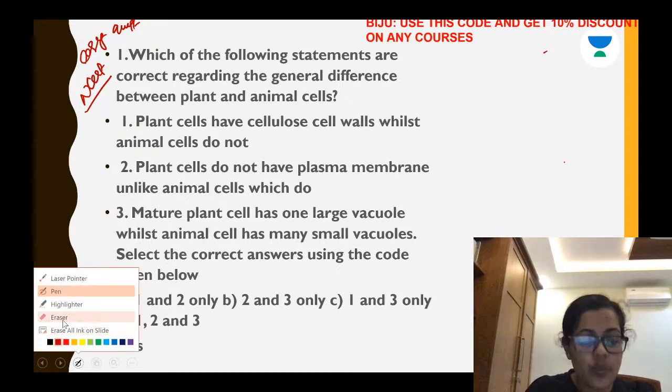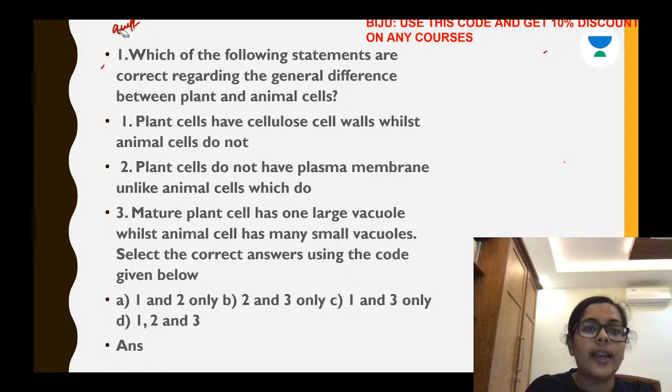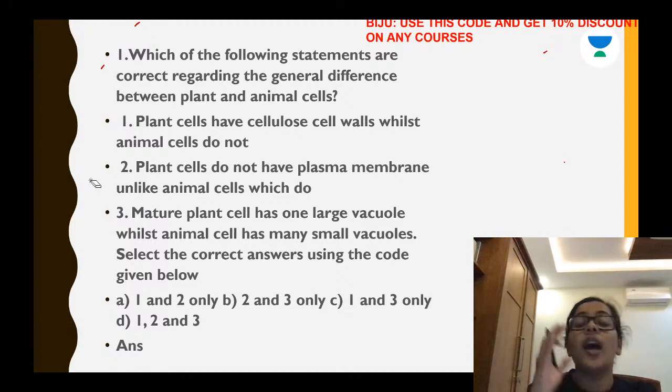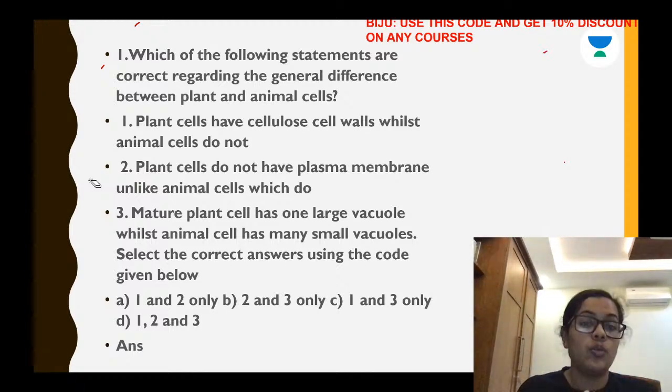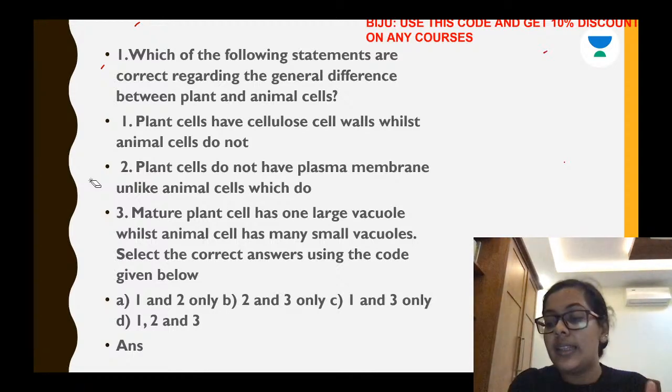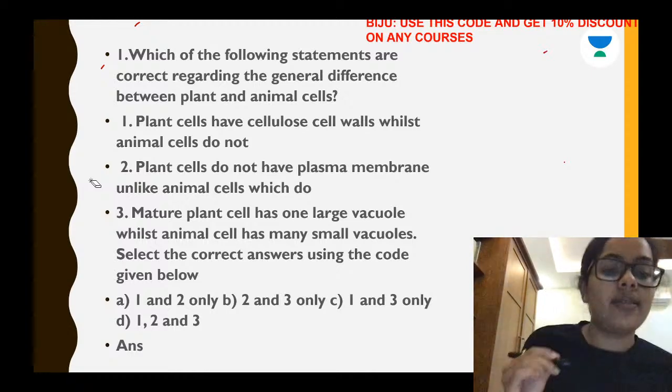So there is no tough part in this question, and it's an easy question. We'll see how to answer each question. If you're not getting the answer, what you have to do is eliminate the options. We'll be discussing it in detail right now. So what is the answer for this question?